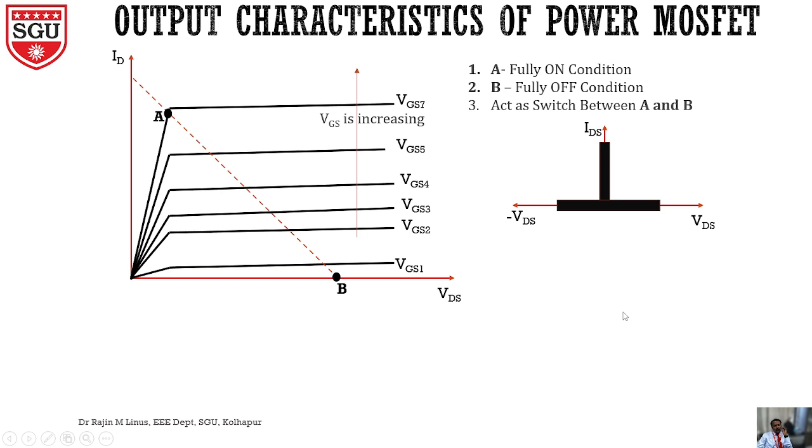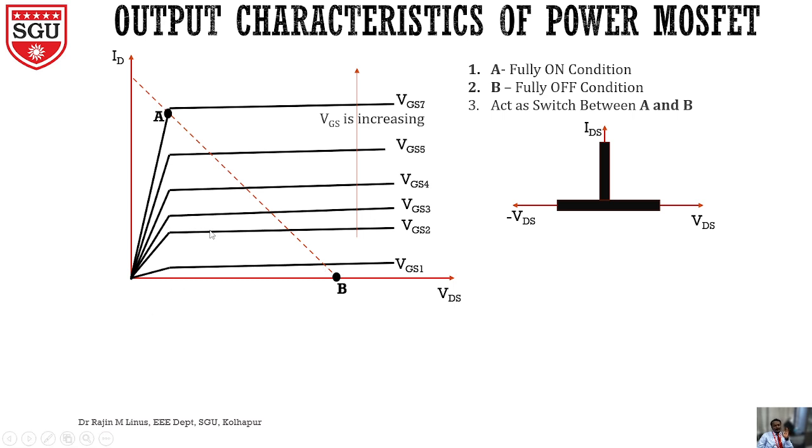That means it is not bidirectional. It is only unidirectional. So the ideal characteristics of the power MOSFET are the same as the ideal characteristics of the bipolar junction transistor, right? Now in between this operating point A and B, this power MOSFET will act as a switch.